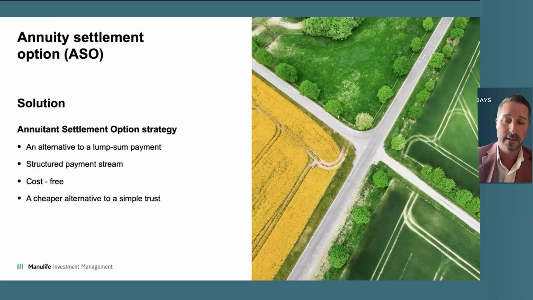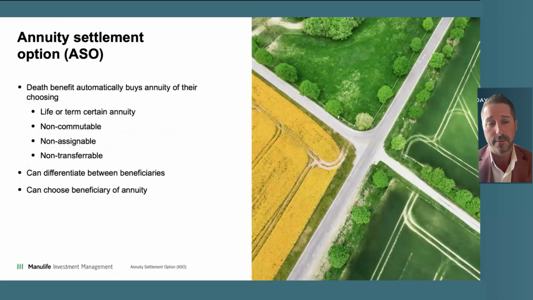You're basically passing the buck to, say, Manulife to pay out that annuity to that spendthrift beneficiary over the course of time, right? The parent gets to choose the type of annuity that the child receives. It could be a term certain annuity. It could be a life annuity. Any annuity we currently offer, we can execute on the annuity settlement option. There's lots of flexibility. Anything you can think of, I guarantee you we can come up with a solution.